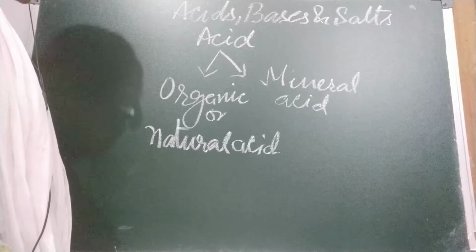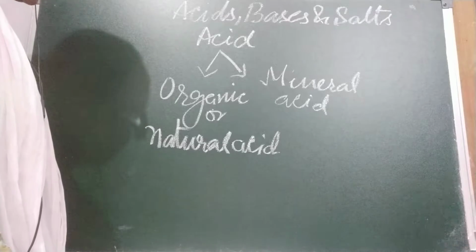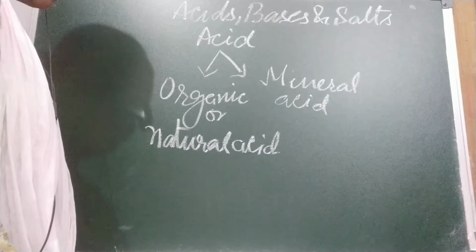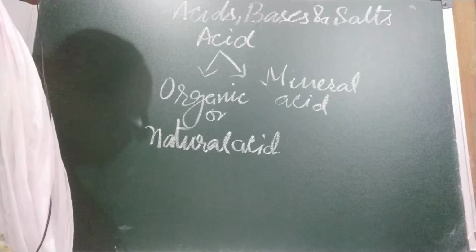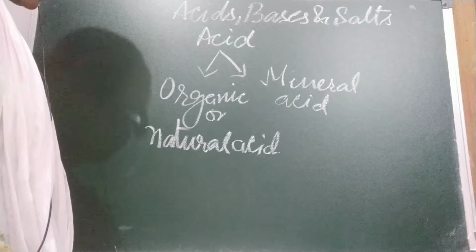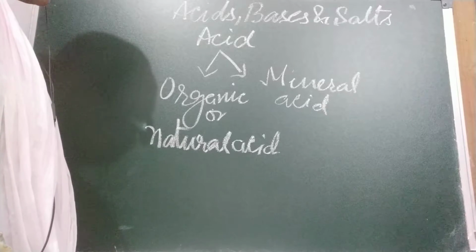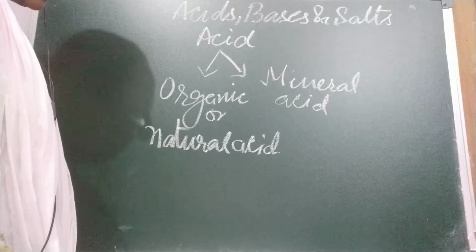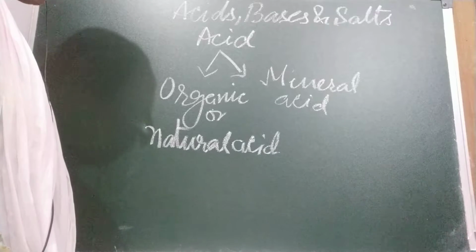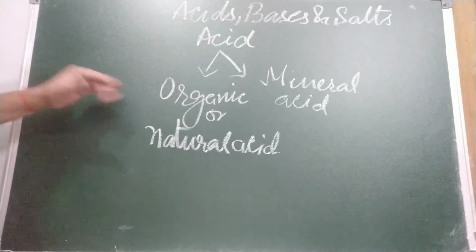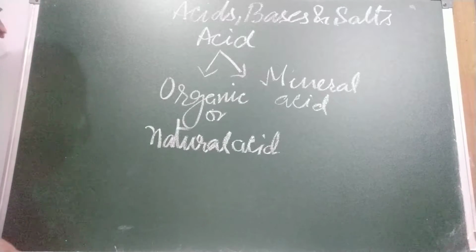Milk contains lactic acid. Vinegar contains acetic acid. Tamarind contains tartaric acid. Proteins have amino acids. Tea has tannic acid. Apple has malic acid. And carbonated drinks have carbonic acid. So these are the natural acids which I have told you just now.